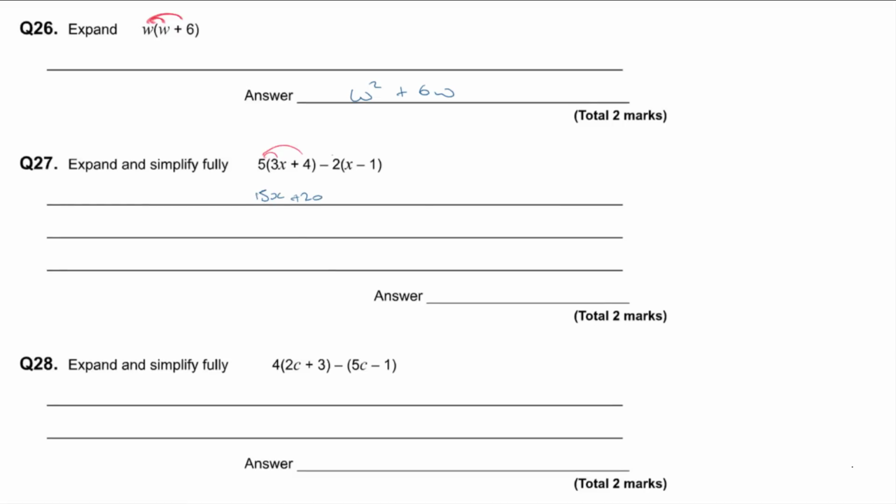5 times 3x is 15x, 5 lots of 4 is 20. Just take care with this. I've actually got negative 2. Negative 2 times x, that's minus 2x. And then negative 2 times negative 1, that's going to give me negative times negative is positive, is plus 2.